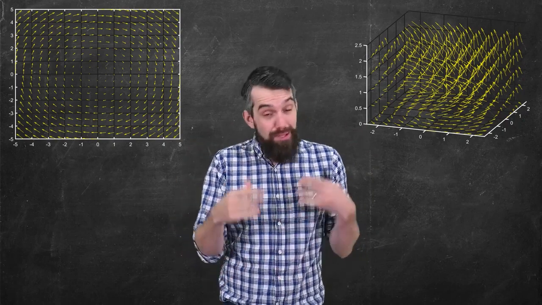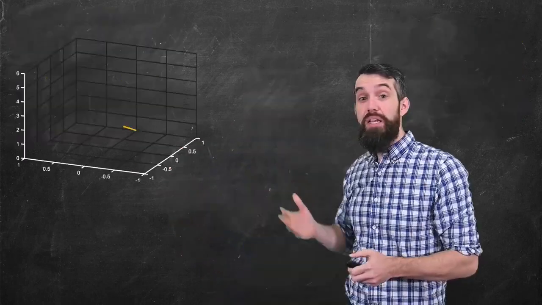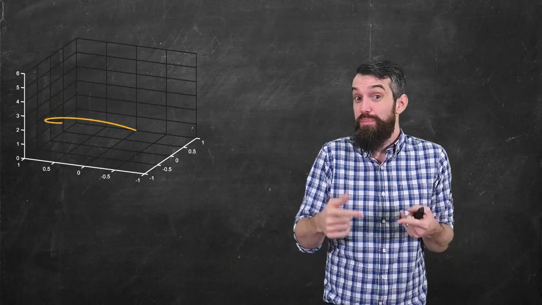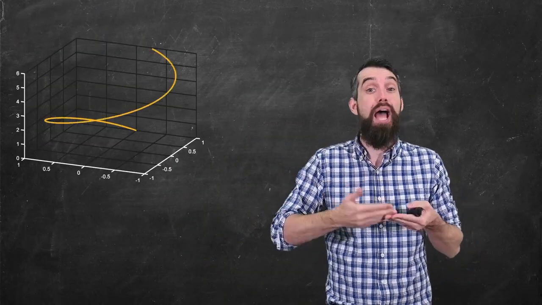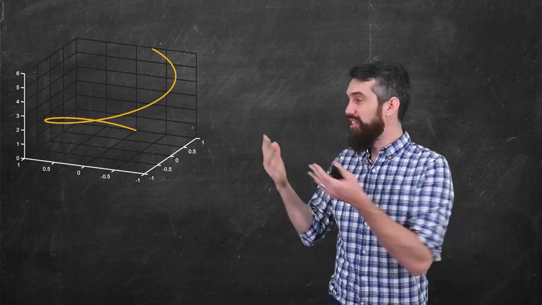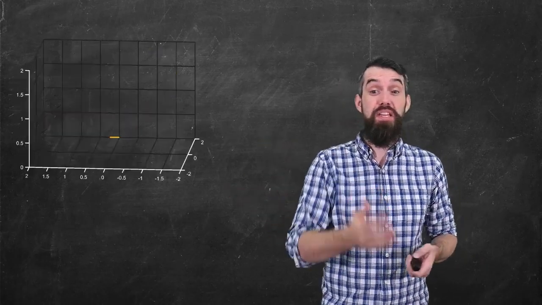Okay, so that's vector fields, but I also talk about a couple other objects. The first of those being curves. A curve is some path in space. As time goes on, I move along a path. This path is a three-dimensional one, but it could be two-dimensional as well.